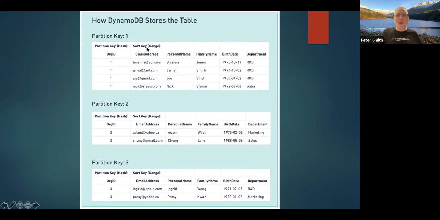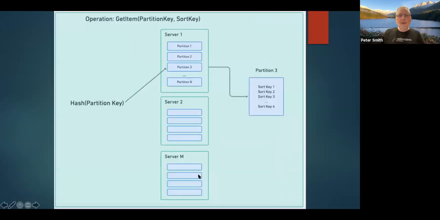Now, if I look at the second one, the sort key, notice that these email addresses are now in order. So Brianna, Jamal, Joe, Nick, that's alphabetical order. Adam, Chung, Ingrid, Patsy, they're all in alphabetical order within the partition, okay? So this is now naturally leading to a very efficient way of accessing data. So what you see here is if I'm trying to look up data, now your pretty pictures are hiding my screen. Okay, this is the get, I'm gonna put it down the bottom for a second. This is the get item operation.